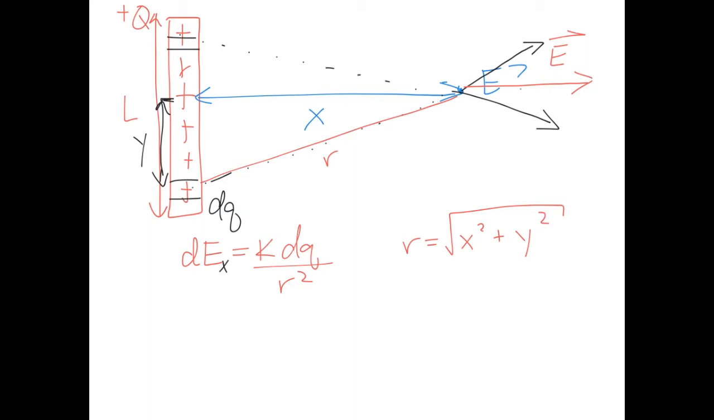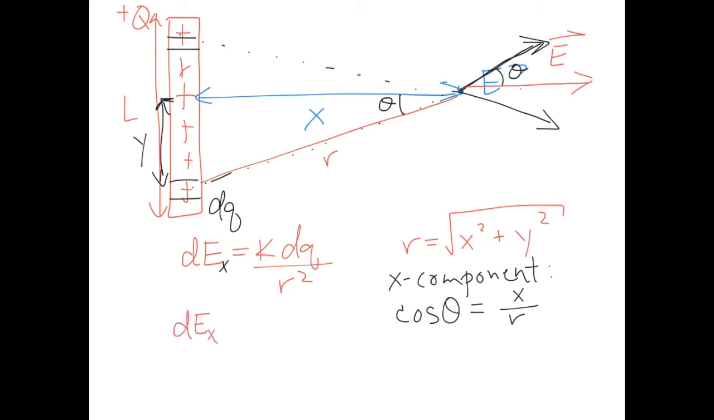That means if you've got this electric field pointed at some angle theta, you just want the cosine component of that. That theta I drew is the same as this theta. So to get the x component, we want to multiply that by the cosine of theta. And cosine of theta in this case is x over r, or x over the square root of x squared plus y squared. Okay, so the little contribution that a bit of charge makes in the x direction is k times dq over r squared, and r squared is x squared plus y squared. See, the r is squared, so I took out that square root thing. And then times the cosine of theta.